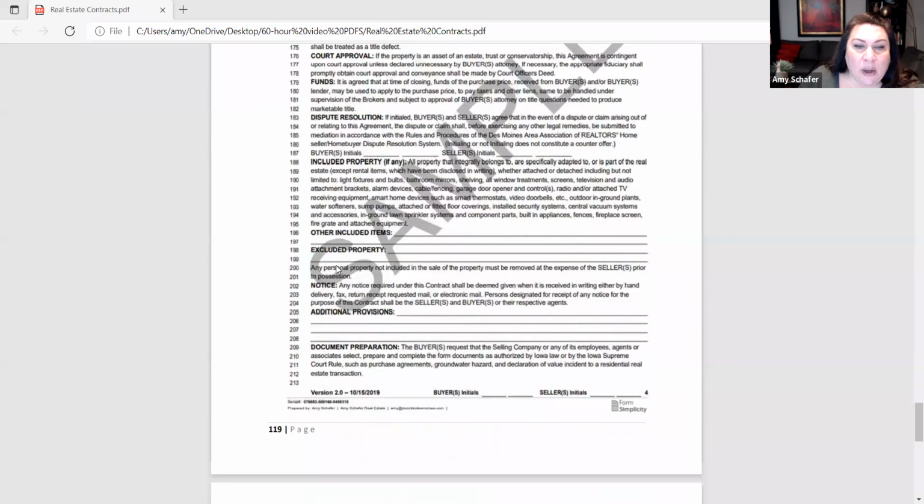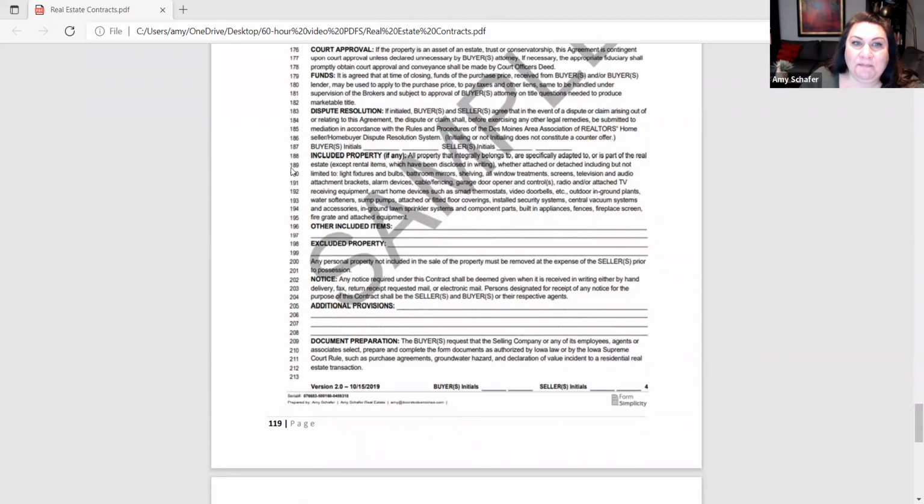And then obviously we go down here to included property. And we cannot write any personal items on here, like couches, pianos, dining room tables. Most lenders allow appliances: stove, microwave, refrigerator, dishwasher, washer, and dryer. Any other personal property needs to go on a bill of sale, and we'll review that again coming up. So make sure if you intend for those to stay, those get written, for example, on line 96.